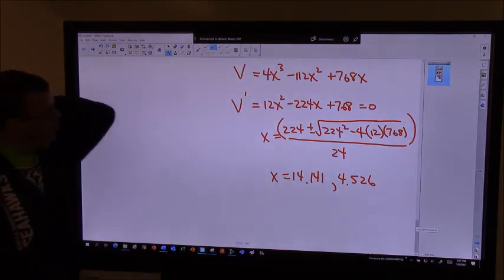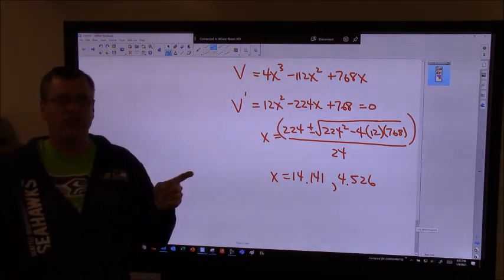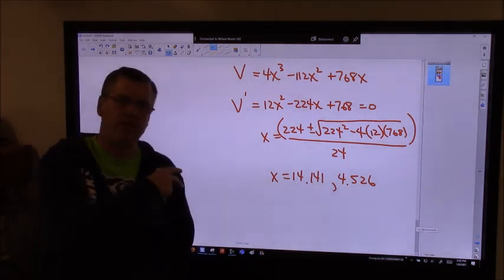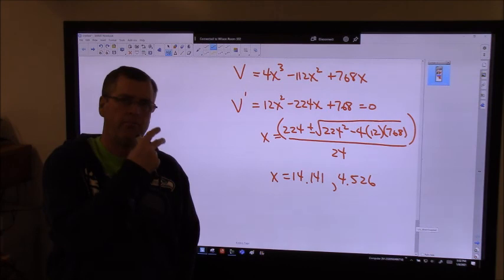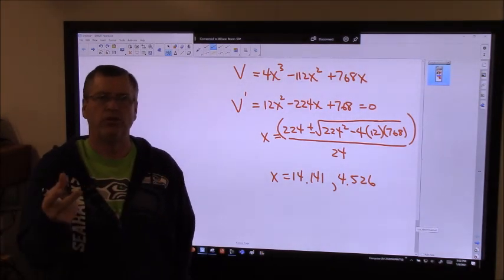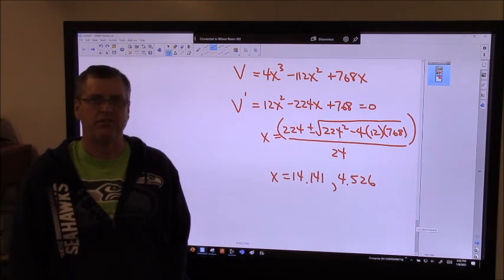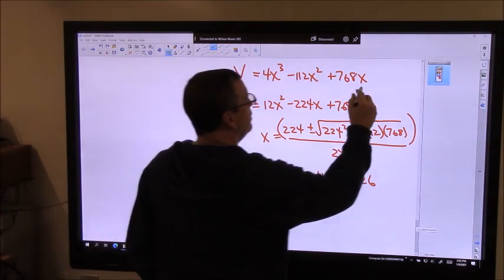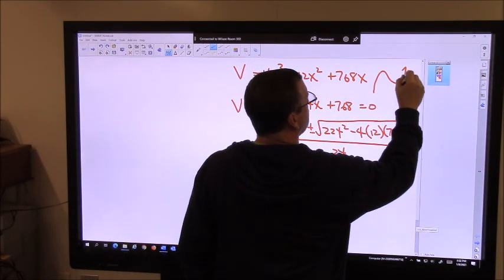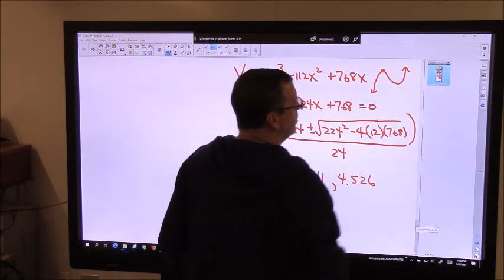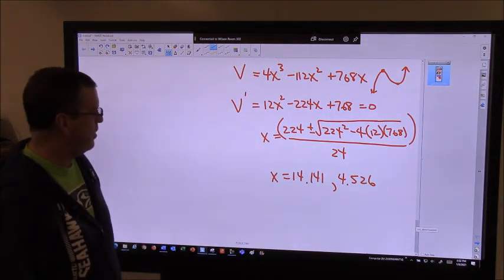So remember, when we set our derivative equal to 0 and solve, we're saying that's where there's a horizontal tangent. So one of these is going to be a spot where we are maximizing the volume. The other one, we're minimizing the volume. Right? If you think of what a cubic looks like when you graph it, it looks something like this. Okay, do I want to find the maximum or do I want to find the minimum? We're trying to maximize the volume.